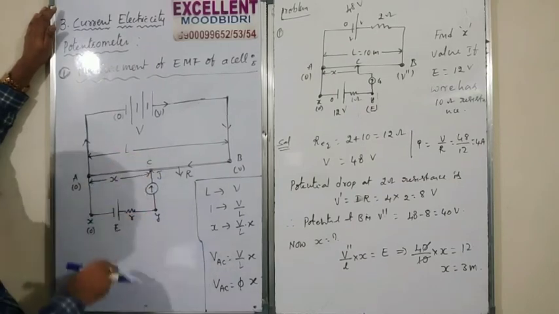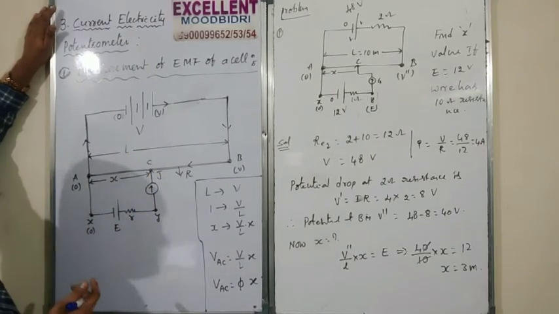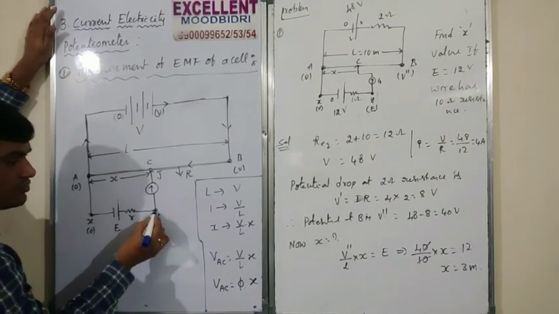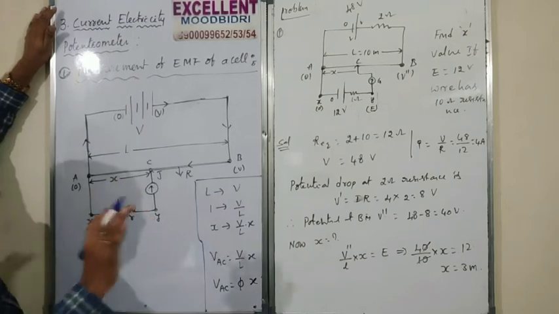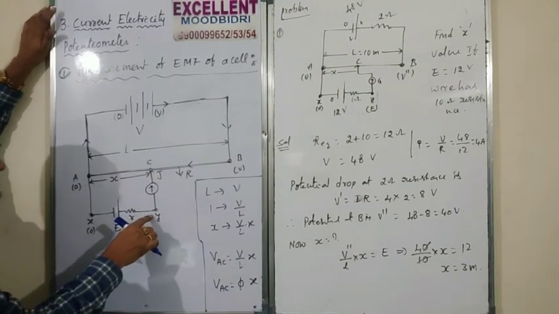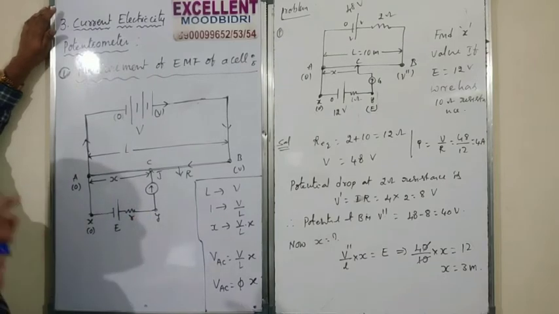Current is not flowing, meaning zero deflection. Why is zero deflection happening? What is the reason? That means at point C and point Y, both have the same potential. At point C and point E, the potential is equal.